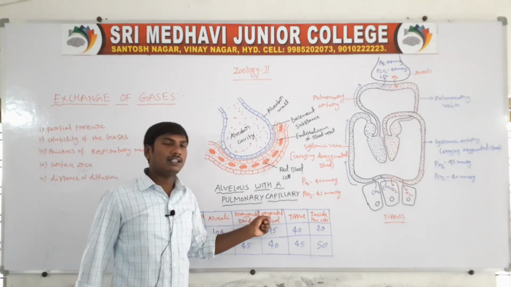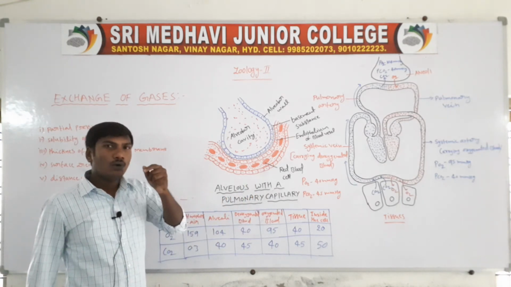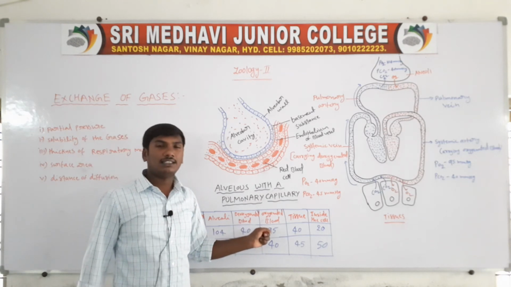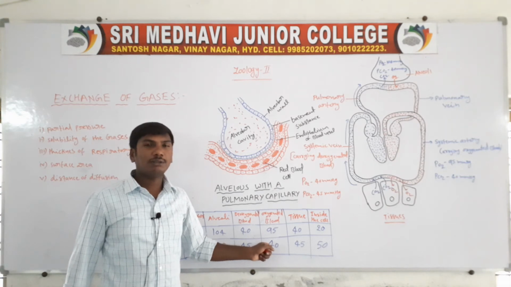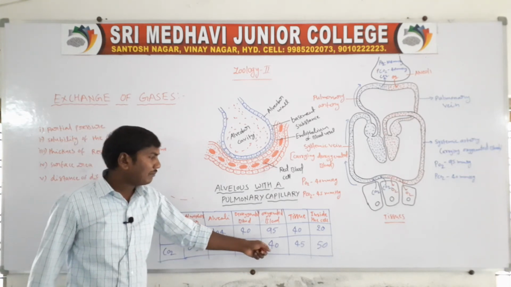Next one, oxygenated blood. In the oxygenated blood, the O2 pressure is 95 mmHg. The CO2 pressure is 40 mmHg.